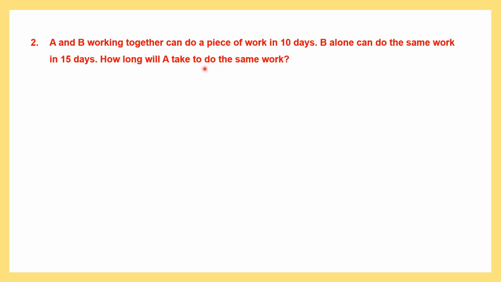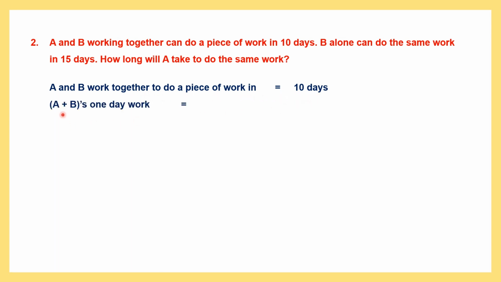So let's begin by saying A and B work together to do a piece of work in how many days? In 10 days. That means A plus B together, isn't it? They are 1 day's work. Remember, to write 1 day's work, you will say 1 by 10. So let's write that. So that will be 1 day's work is 1 by 10. Then B can do the same work in 15 days. That means B's 1 day's work will be 1 by 15.